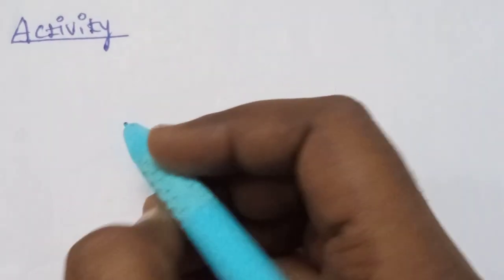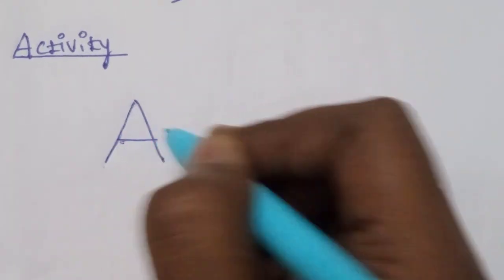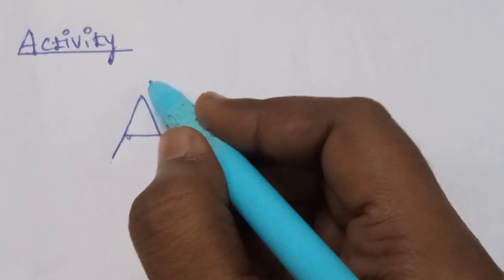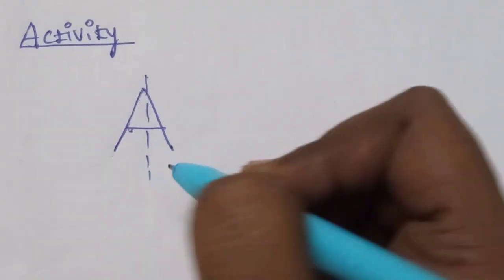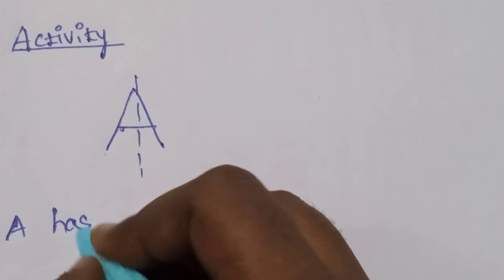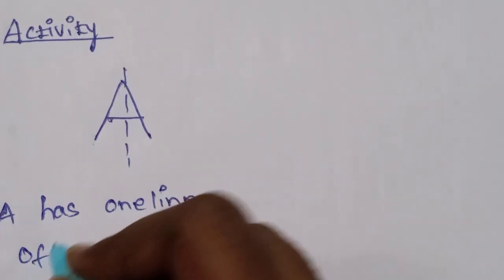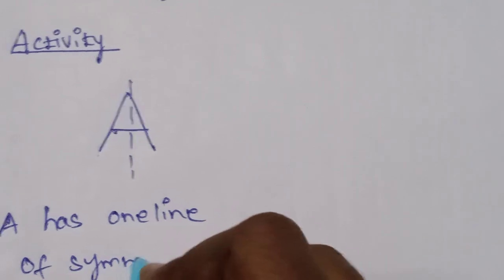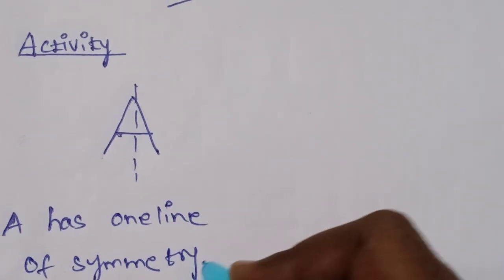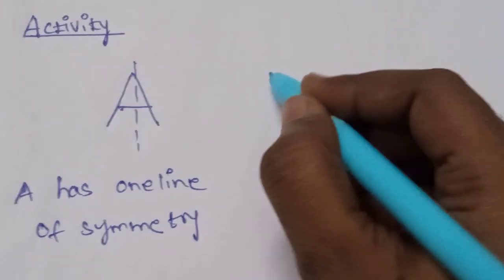So let's start. First we will write for alphabet A. So how can we divide it? We can divide it into single symmetrical line. So A has one line of symmetry. Okay. Then what is the next letter? B.